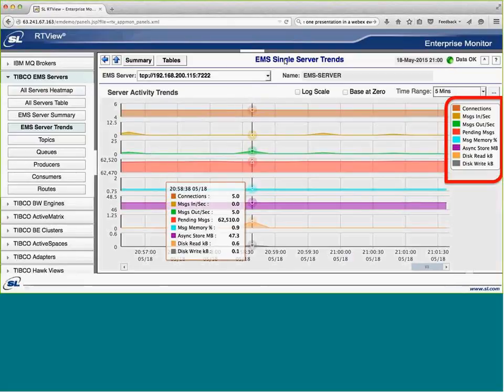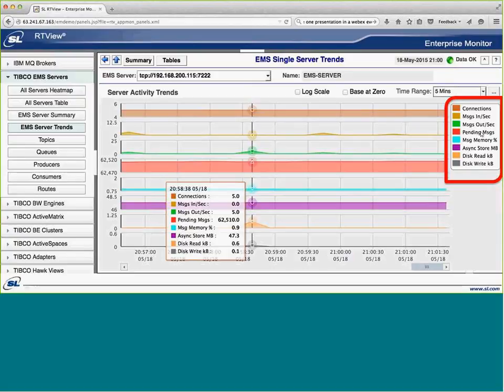This is a view of an EMS single server. Here we're not just looking at the connections, we're not just looking at the messages, we're not just looking at pending messages, we're looking at all of these indicators on the line on the same screen. So here we're able to get a really good idea of the health state of the single server.